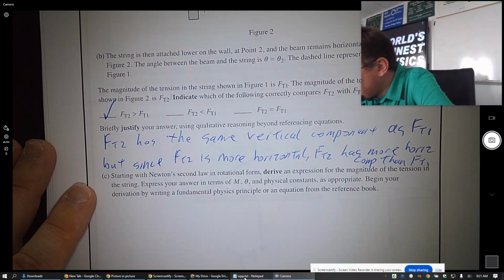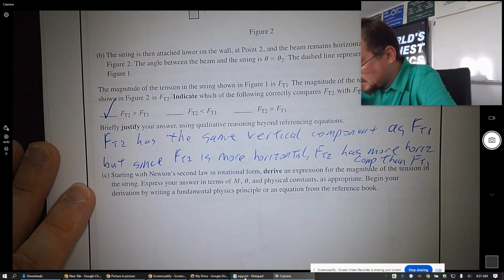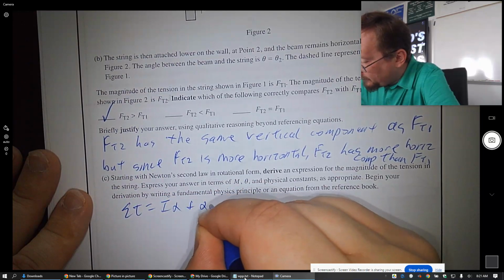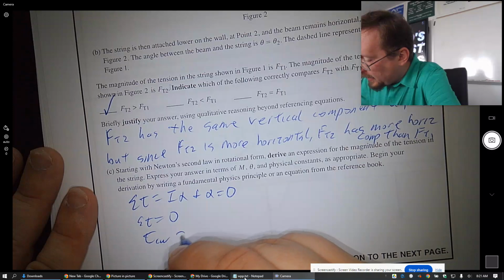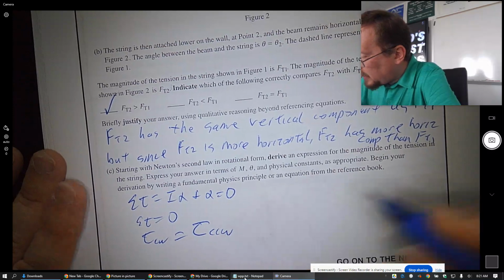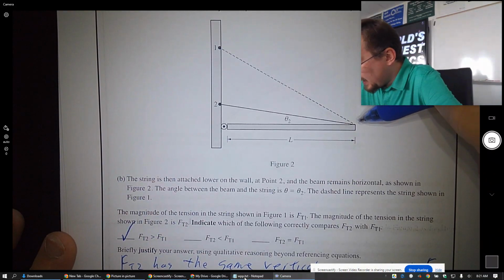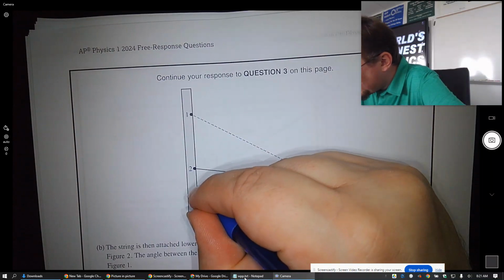Starting from Newton's second law in rotational form, derive an expression for the magnitude of the tension in the string. Well, the sum of all torques equals I alpha, and alpha equals 0. So really the net torque equals 0, which is the torque clockwise equals the torque counterclockwise. Who is providing the clockwise torque? The clockwise torque is, I'm going to take the torques about this point.